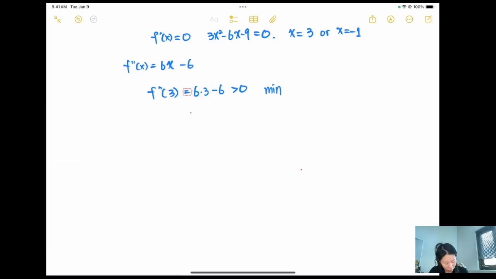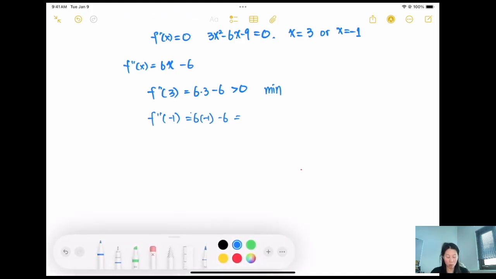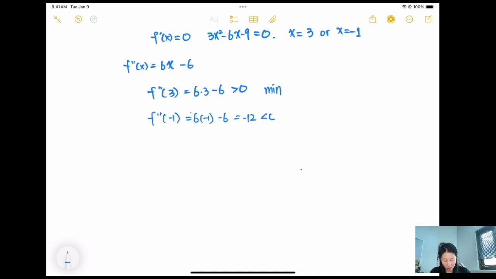All right, doing the same thing. F double prime of -1, I have 6 times -1 minus 6... oh, -1, sorry, I calculated that wrong. So 6 times -1 gives you -6, minus 6 gives you -12, which is less than 0, so it's concave down, which is a local maximum.